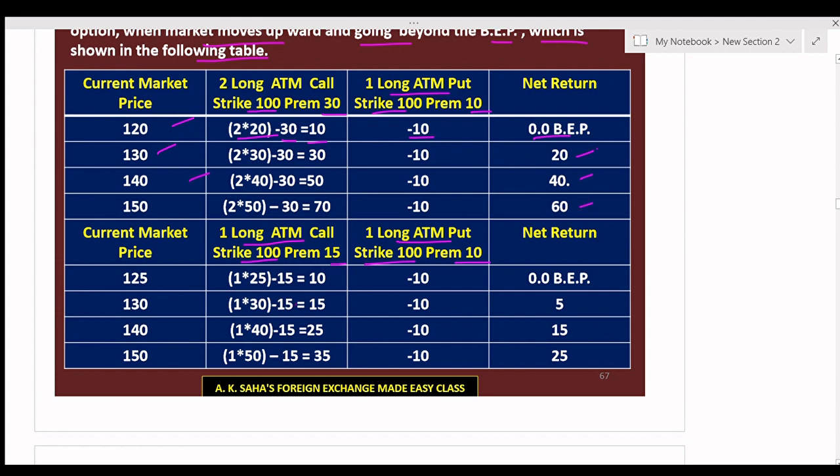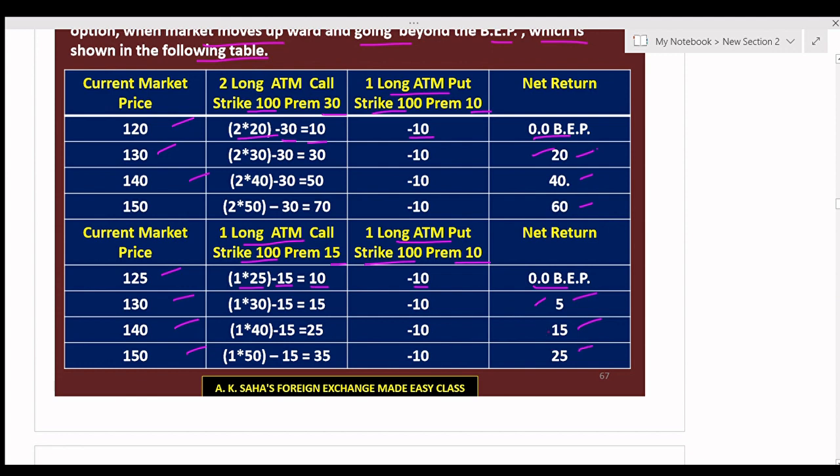Come to the single call buyer. For 125, the BEP is reached, that is 1 into 25 minus 15 is equal to 10, minus 10 is equal to 0. Net return will be 0. For 130, the profit will be 5. If you compare it with 130 for 2 call options, the profit is 20. Here it is 5, so much higher profit the buyer will gain. And for 140, the profit is 15, and for 150, the profit is 25 for the single call option.